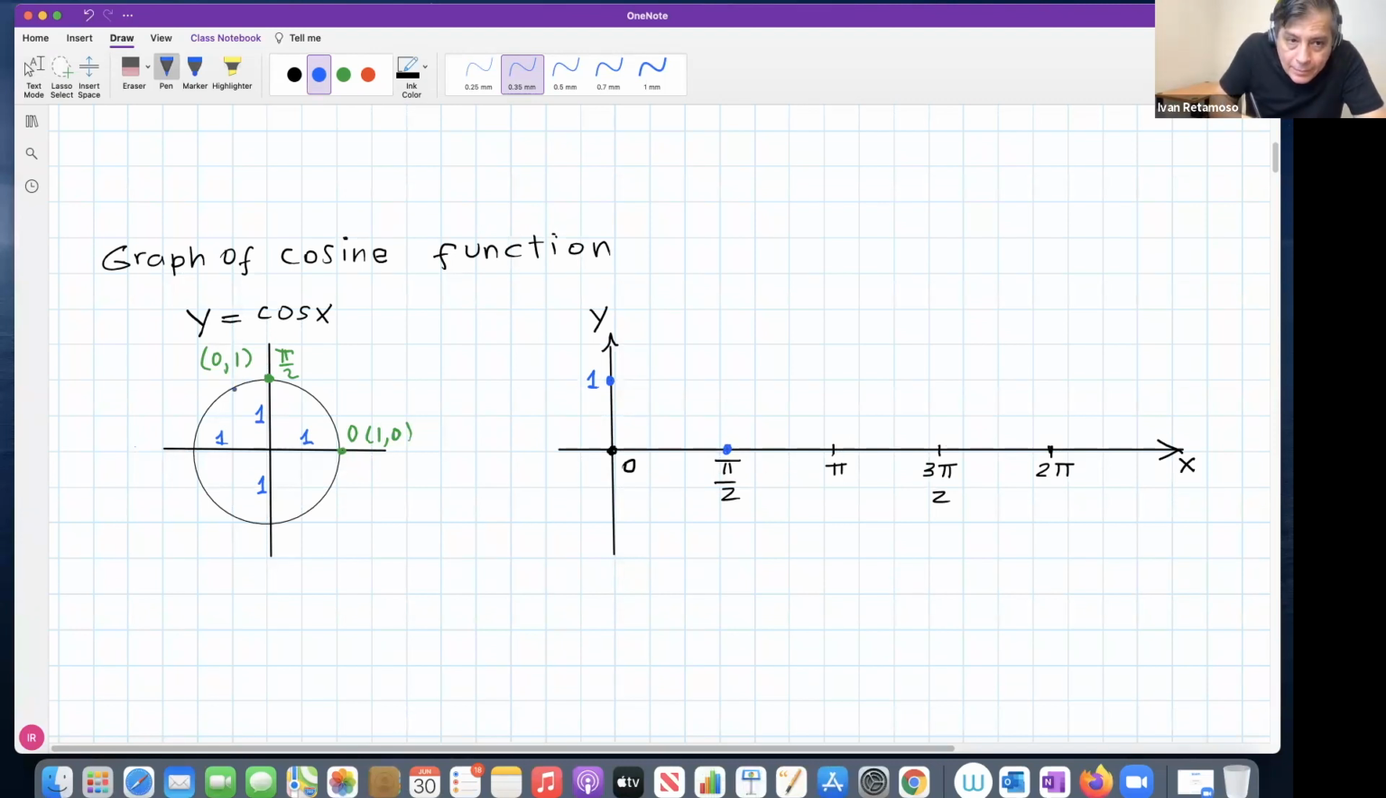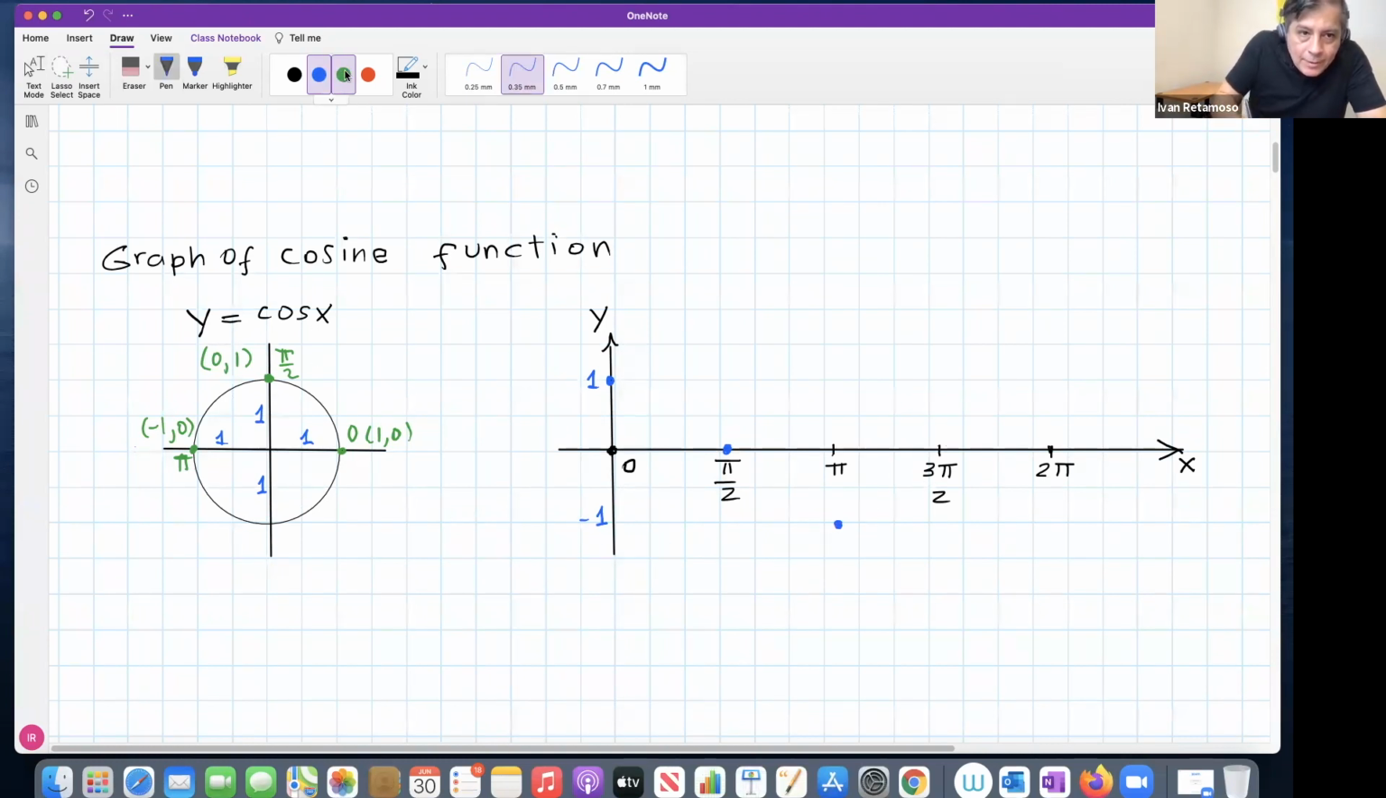Next, we continue traveling along the unit circle counterclockwise until we reach pi. The coordinates of this point that determines pi radians are -1, 0. So cosine of pi should be equal to the value of the first coordinate, -1. So we have to go now here and pair up pi with -1. Great. Now we continue traveling counterclockwise.